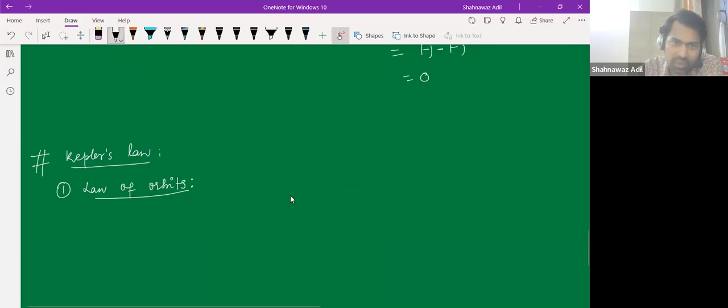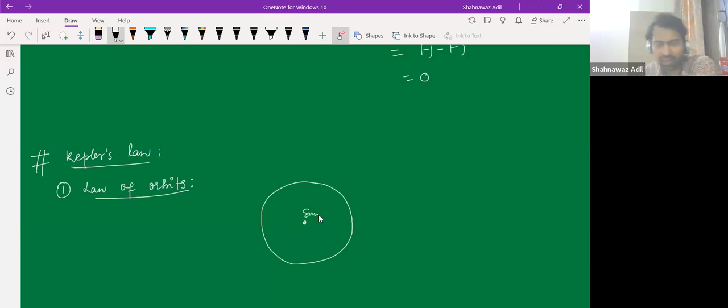So before we do that, we have this circle, and let's say this center is the Sun, and let's say this is Earth. So this distance would always be the same, right? Because this is the radius. So all these distances would be the same, if this is a circle.